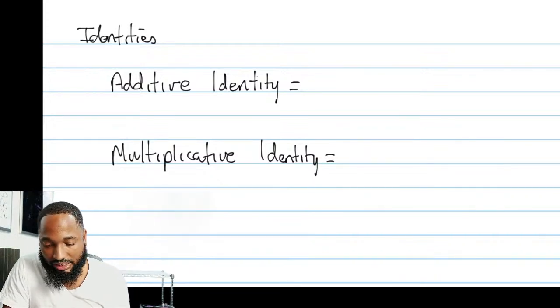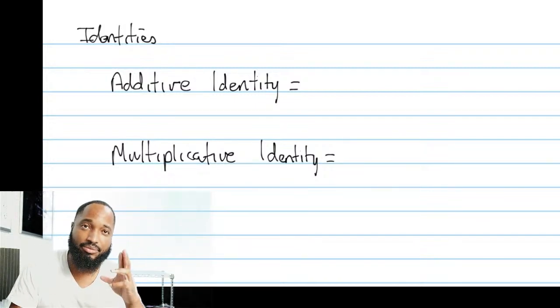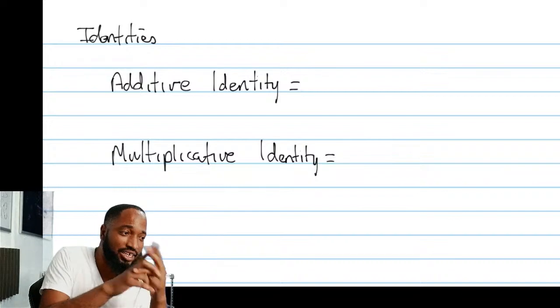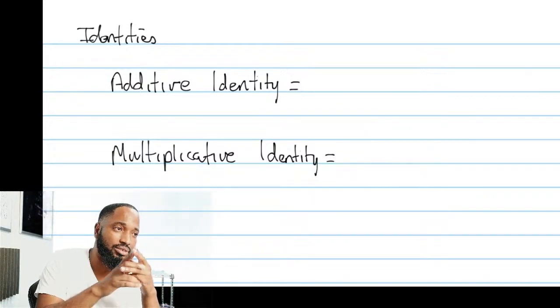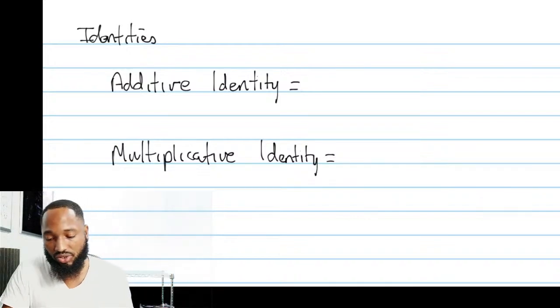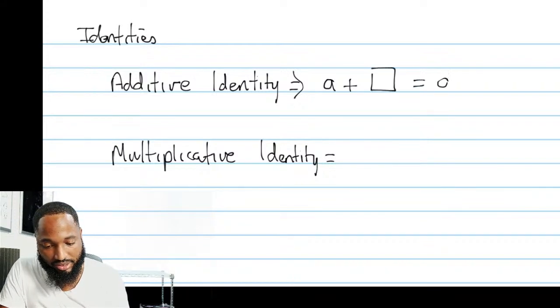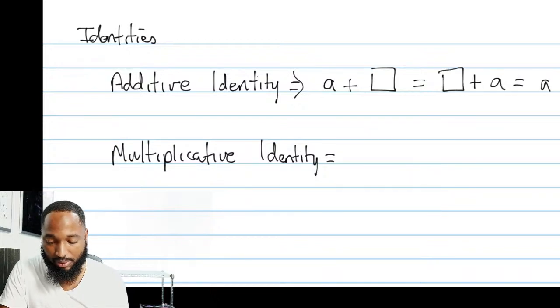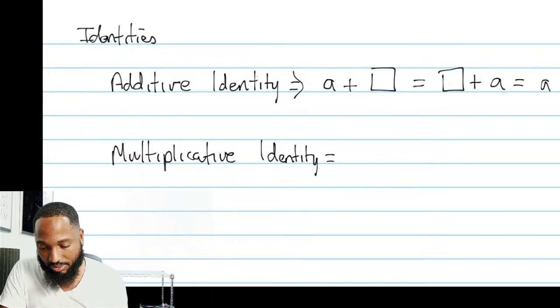Yeah, additive identity. That is the number that, when you perform the addition operation on any number, the number doesn't change. So in other words, A plus the additive identity is equal to A, or the additive identity plus A is equal to A. Sometimes I write it out fully like that. So the additive identity is 0. I see people saying that in the chat.